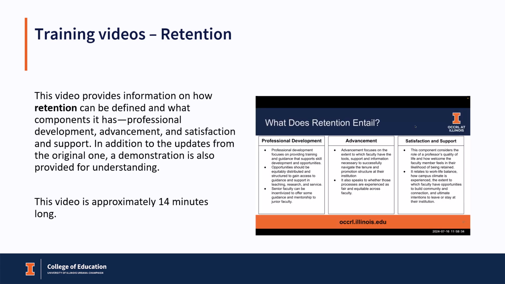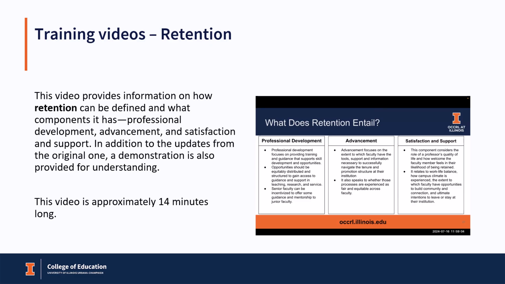First, professional development includes training and guidance to support skill development so that faculty can reach the highest levels of success in their jobs. Institutions should provide equitably distributed and structured teaching, research, and service opportunities. They can also consider incentivizing senior faculty to offer more guidance and mentorship to junior faculty.